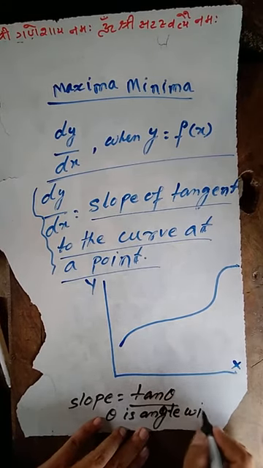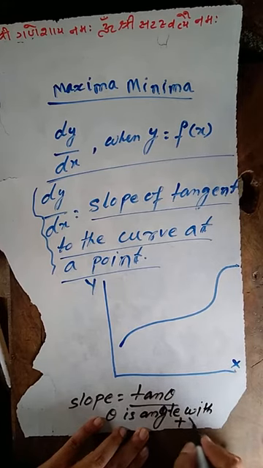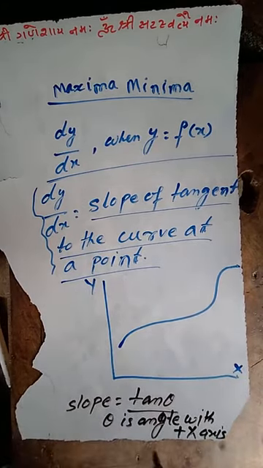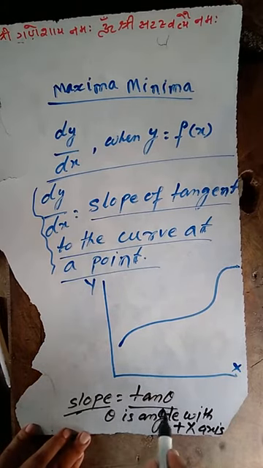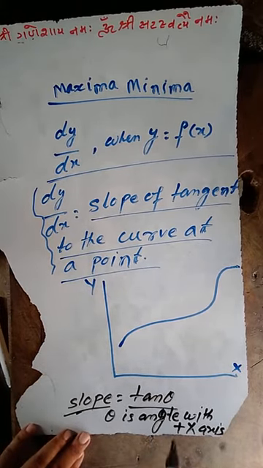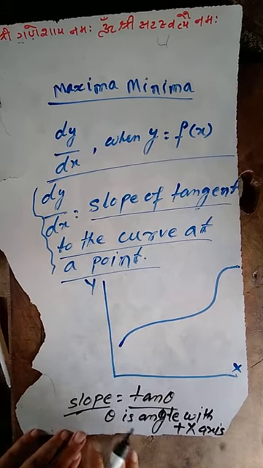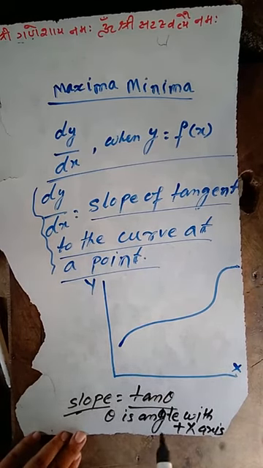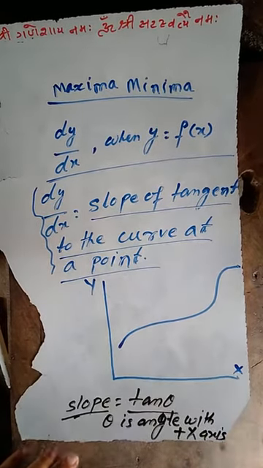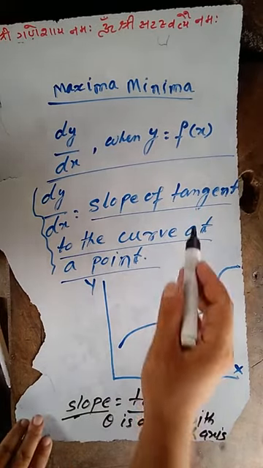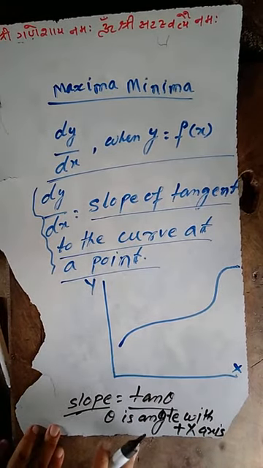Theta is the angle with the positive x-axis. Here slope is tan theta, where theta is the angle with the x-axis.